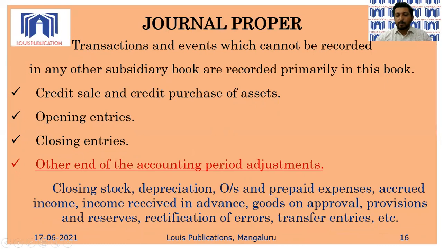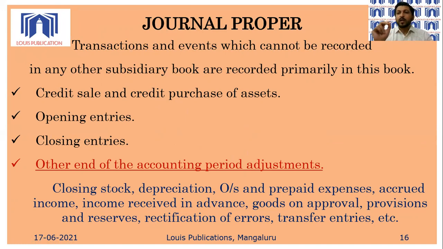What are the adjusting items? Closing stock we have, depreciation we have, outstanding and prepaid expenses, outstanding income, outstanding expenses, prepaid expenses, accrued income, income received in advance, goods on approval, provisions and reserves, rectification of errors, transfer entries, all these things you find or you will record it in journal proper. So any transactions and events which does not find a place in the other subsidiary books are recorded in journal proper.